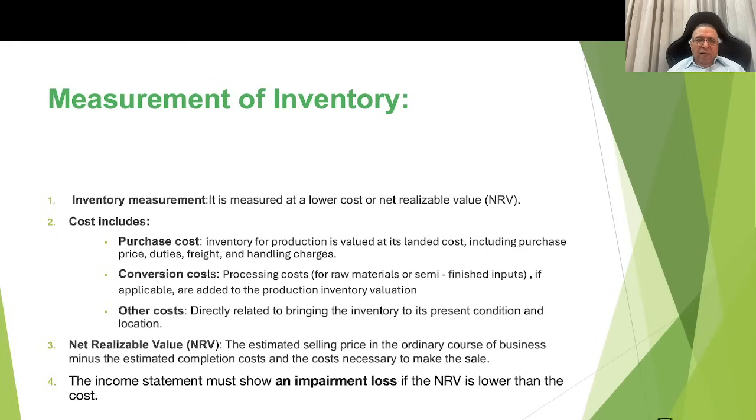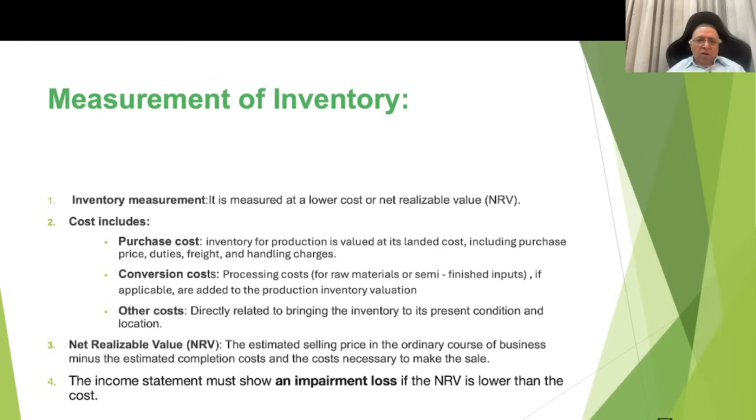Conversion cost. This is applicable particularly for the intermediate goods. Processing costs, for example for raw materials or semi-finished good inputs, if applicable, are to be added to the production inventory valuation. Other costs directly related to bringing the inventory to its present location and present condition. For example, in the case of after sales spares, it is the packing and labeling cost.